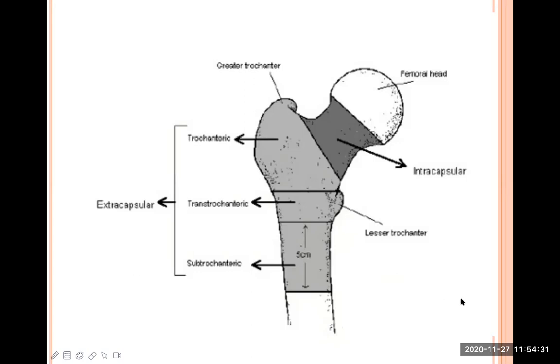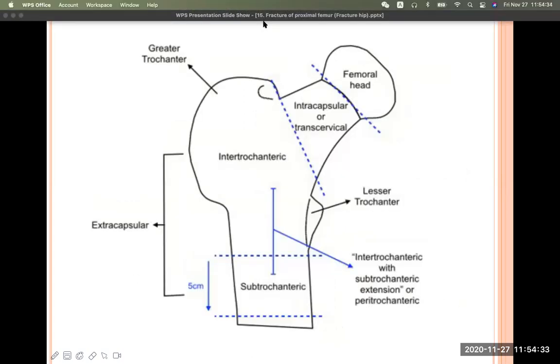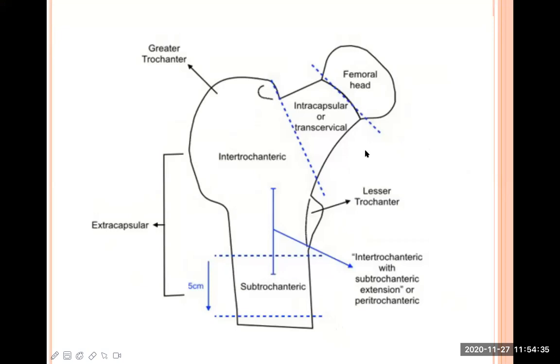Okay, let's move on. Now again, the same concept which we talked about just now is shown in the picture. This is femoral head. This is the distal attachment of the capsule. This is a capsular attachment. So in between these two lines, we call it intracapsular fracture of the neck of the femur.